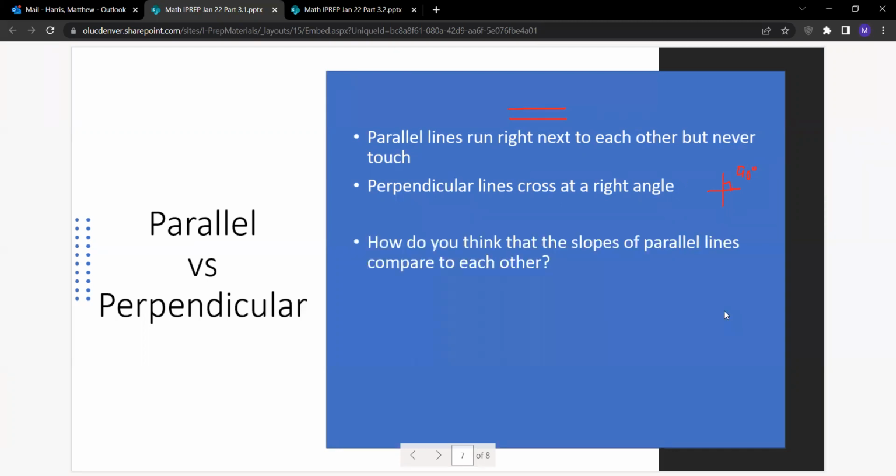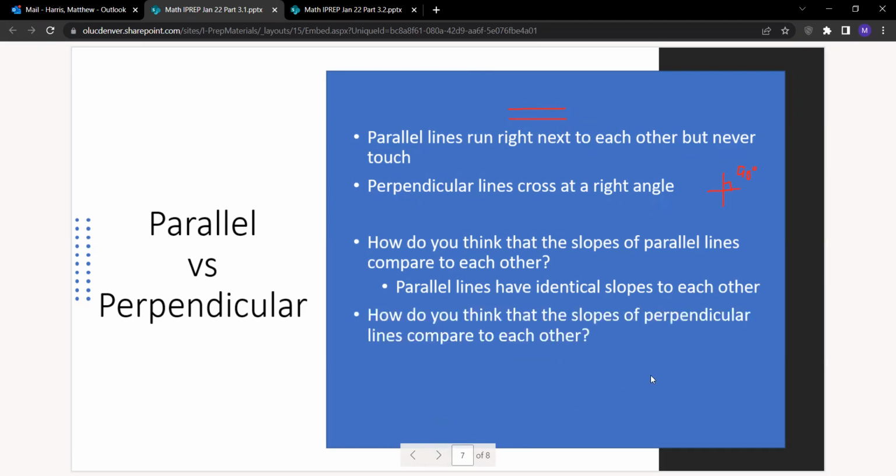So how do you think that the slope of these compare? When you look at these two parallel lines, what do you think their slopes are compared to each other? They have an identical slope, right? Because as you go over, neither of these lines are going up, so they both have a slope of 0. So parallel lines have identical slopes.